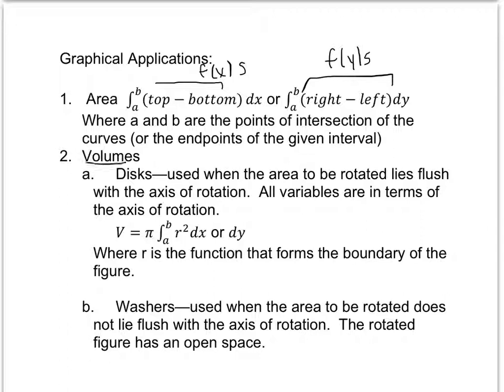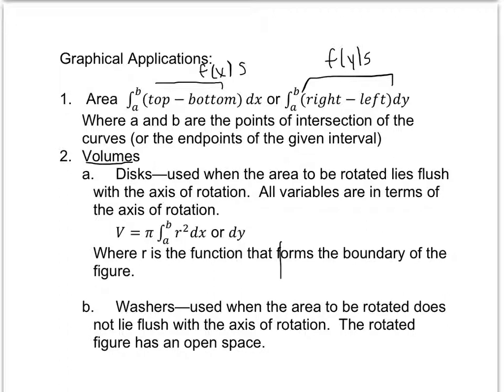Then remember our volume rules. The very first question we ask ourselves if we're doing a volume rotated about an axis is, is it disks or washers? In order to be disks, the area that's to be rotated must be flush with the axis of rotation. There can be no space between the area to be rotated and the axis of rotation. It has to be completely filled in. And then we're using the pi r squared volume, either dx or dy. If I'm going around the x-axis or any other horizontal line, I'm dx. If I'm going around the y-axis or any other vertical line, I'm dy.